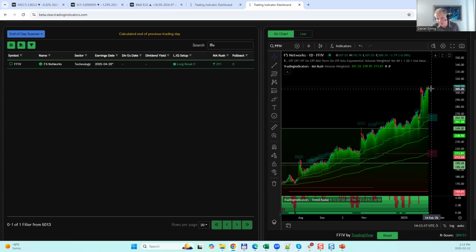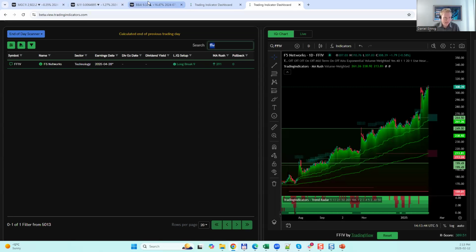Would I enter now? No, too far away from our averages. It's too expensive. But if we pull back, and should we pull back towards this broken resistance level, perhaps towards, once again, 280, 275 maybe, or even further, this could be a great long entry opportunity. Right now, too overextended, too far away from the averages.